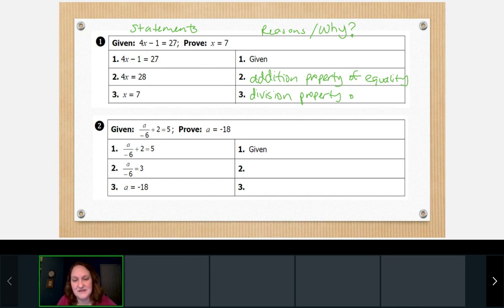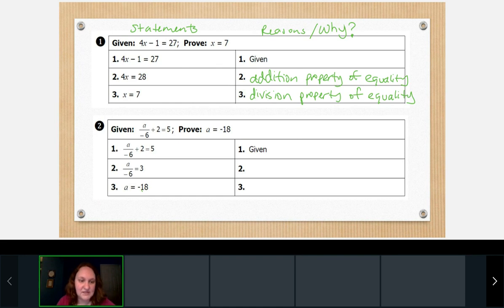I like the names of these because they tell you exactly what they do. The addition property, you add. The subtraction property, you subtract. The division property, you divide. Let's look at number 2. Number 2 says a over -6 plus 2 equals 5. We're going to prove that a equals -18. The reason why I love an algebraic proof so much is I already know the answer. I already know that a equals -18. So if I don't get -18, then I know I did something wrong.